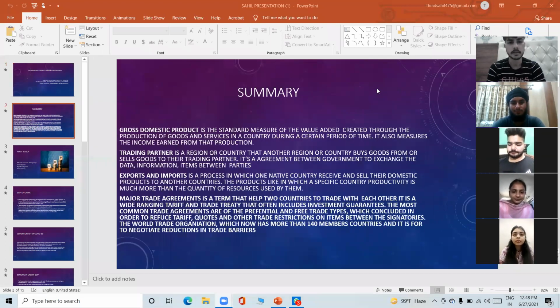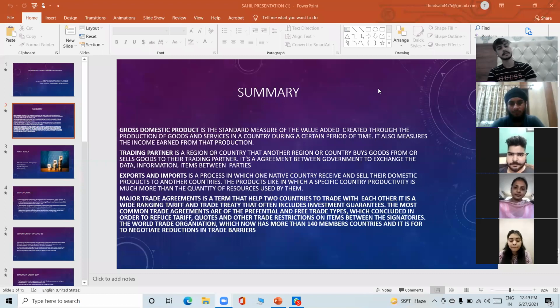First, I'm going to talk about the summary of the whole four points. The first one is gross domestic product. It is the standard measure of the value added created through the production of goods and services in a country during a certain period of time. For example, in India, the Coca-Cola company produces tons of Coca-Cola in a specific period of time, and they measure their value added. It also measures the income earned from the production.